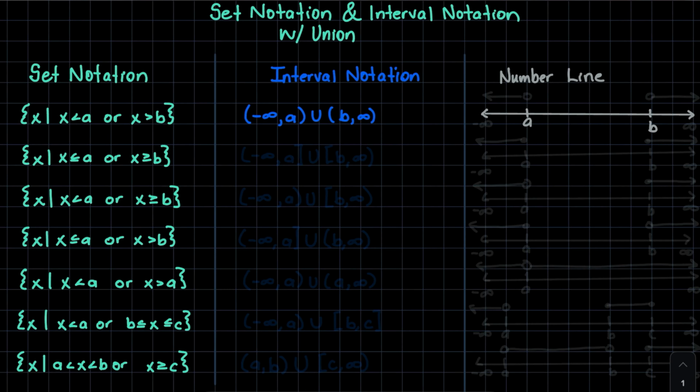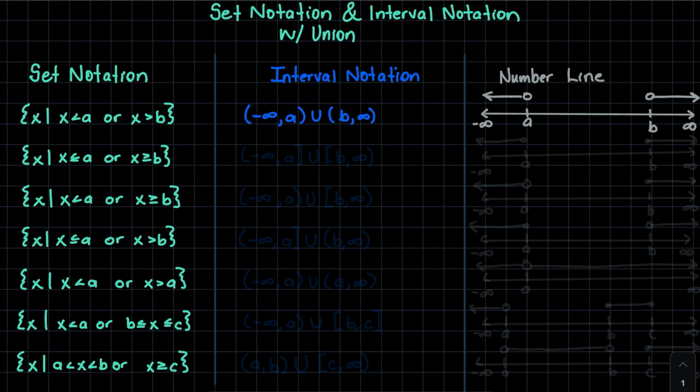A and B are not included, so they get open circles. Less than a means to the left, toward -infinity. -infinity is here, infinity is here. And b to infinity, or greater than b, goes toward infinity. So you can see if I'm talking about a number in this set, it's either in one place or the other. It's never in both.